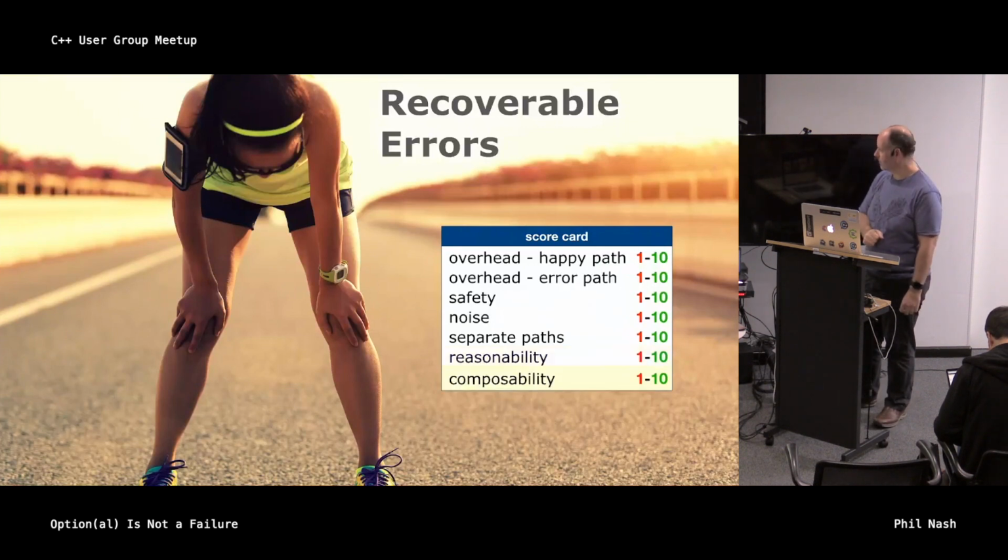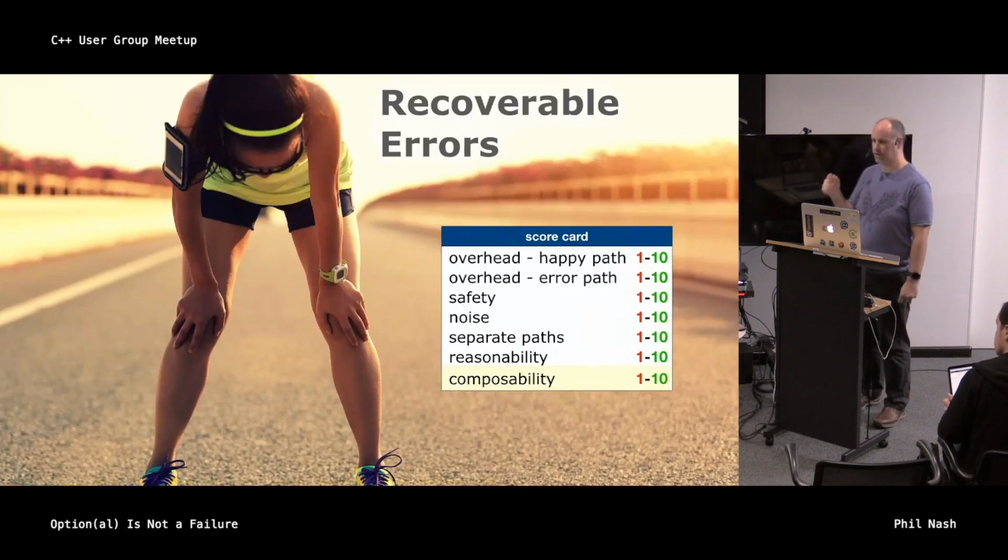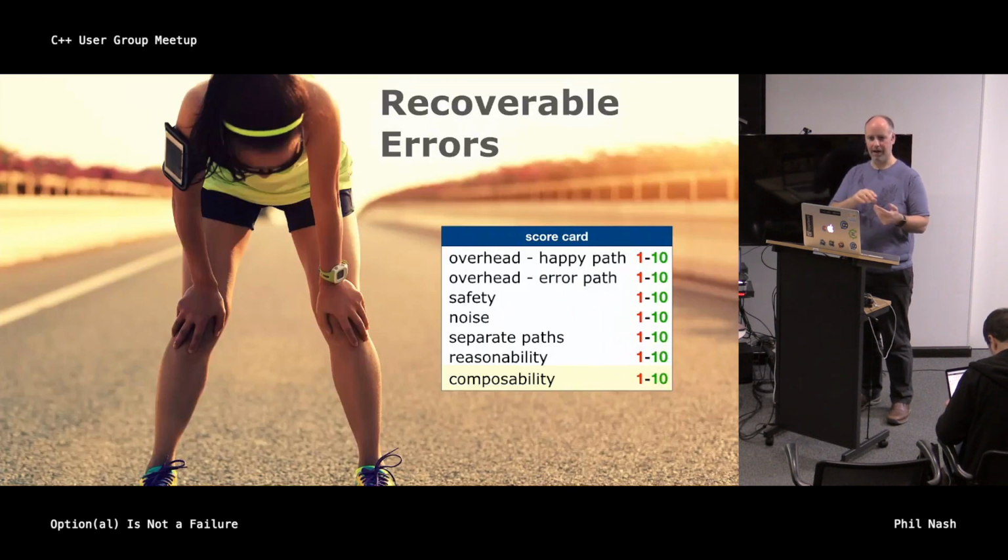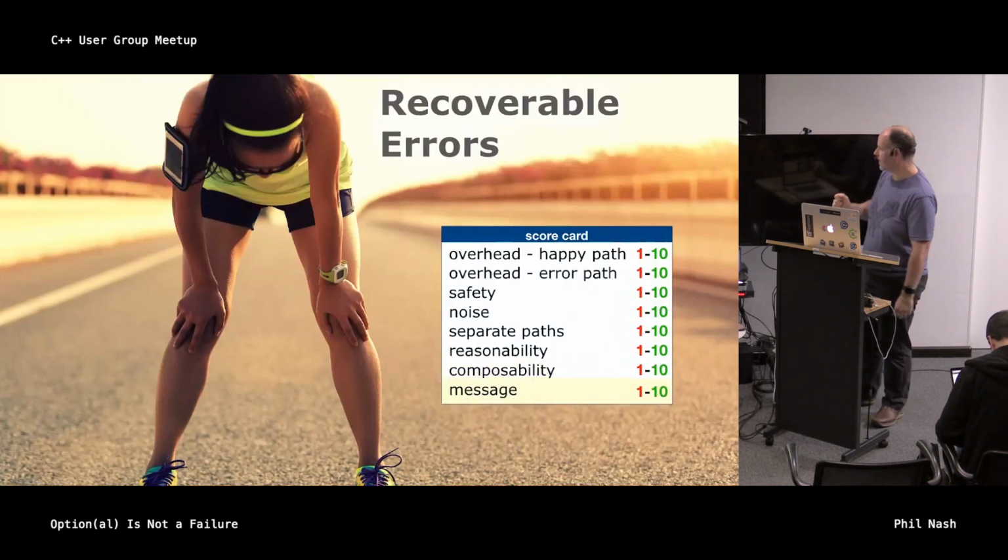That sort of thing. And then composability. And really this is two things. This is the composability of the error handling itself, but also how much the error handling approach interferes with the composability of the code without the error handling. Can you compose functions together, or is the error handling getting in the way? That sort of thing. And then finally, message is just how much extra information you can convey about the error, or is it just whether an error occurred? So those are the scores I'm going to use.